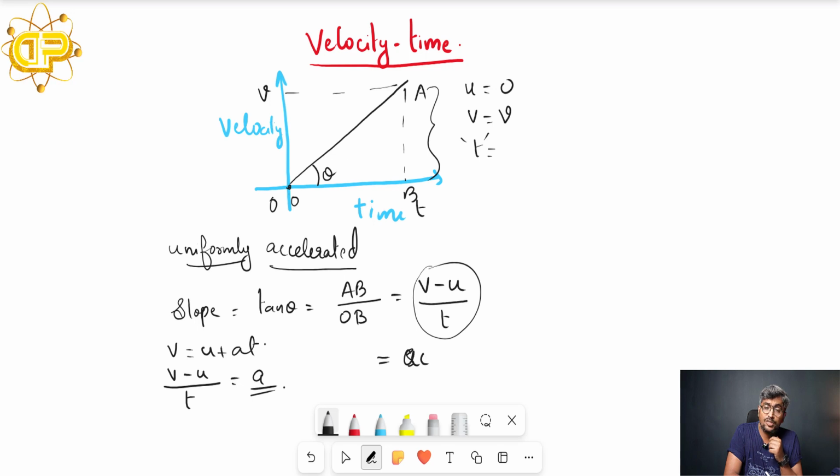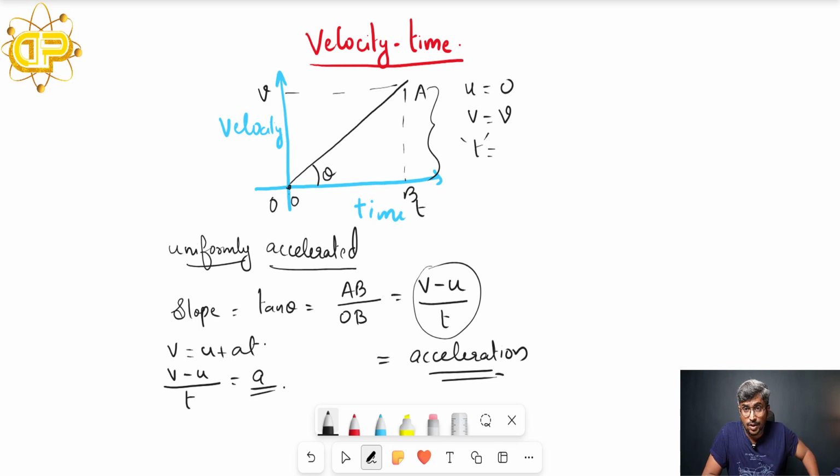So if you're finding out the slope of a velocity time graph, you will definitely get the acceleration. So slope of a velocity time graph is acceleration. A straight incline graph gives you the idea that the object is having a uniformly accelerated movement, and a curved line graph in a velocity time graph will give you that it is a non-uniformly accelerated motion.